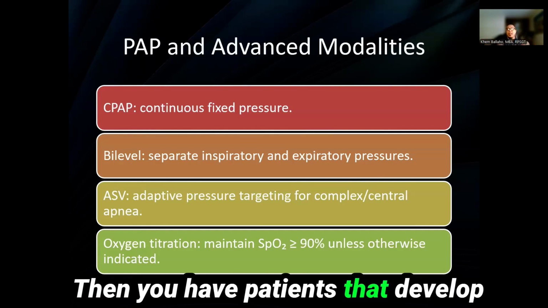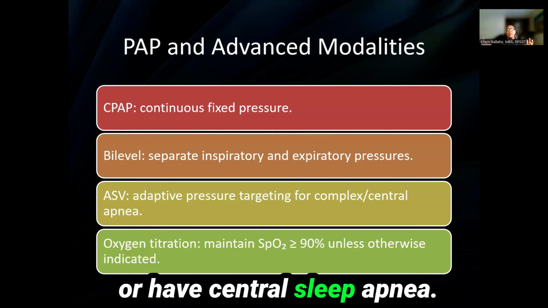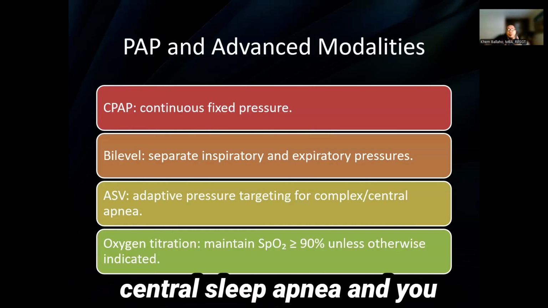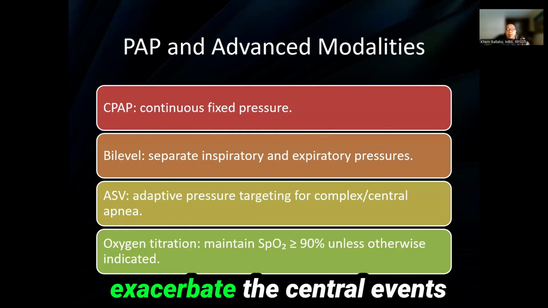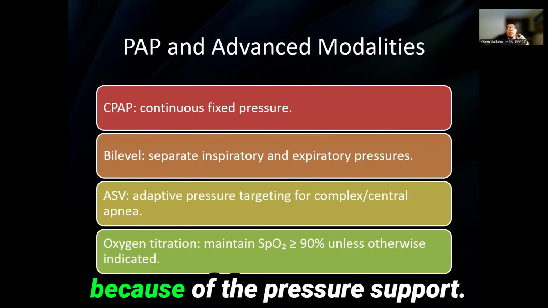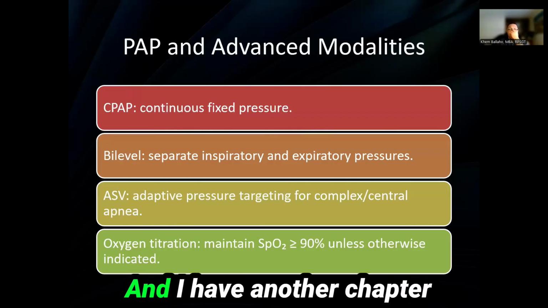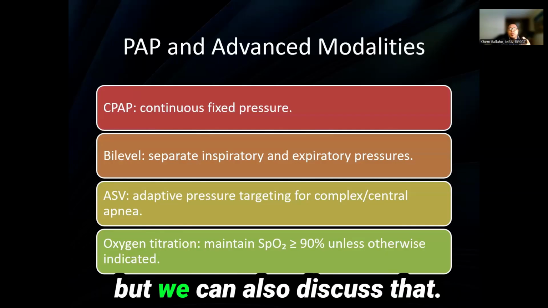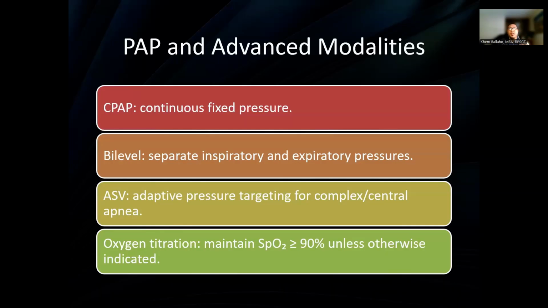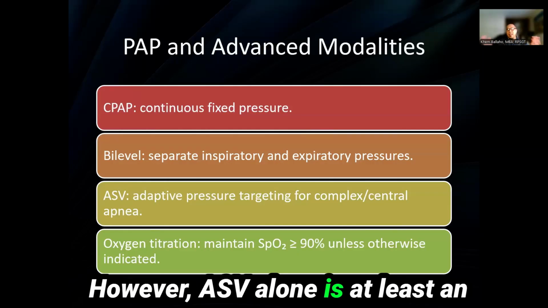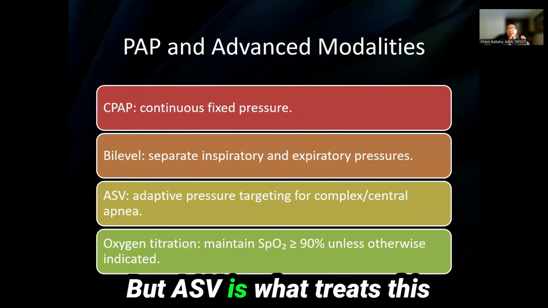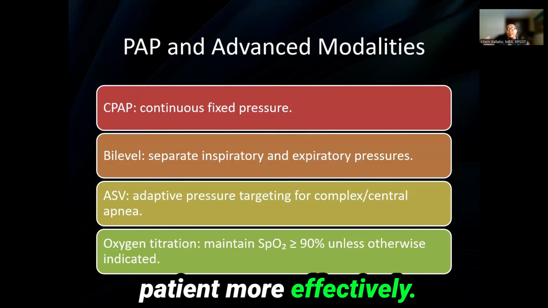Then you have patients that develop or have central sleep apnea. And these patients, even if you use a backup rate, if they have central sleep apnea and you add a backup rate, it will only exacerbate the central events because of the pressure support. I have another chapter about titrations that's available, but we can also discuss that. However, ASV alone is at least an hour to 2 hours of discussion. But ASV is what treats this patient more effectively.